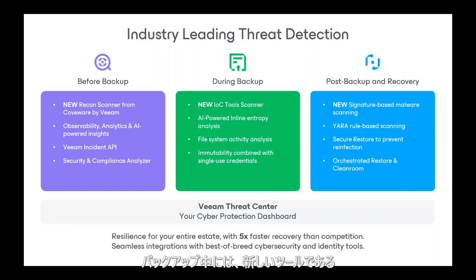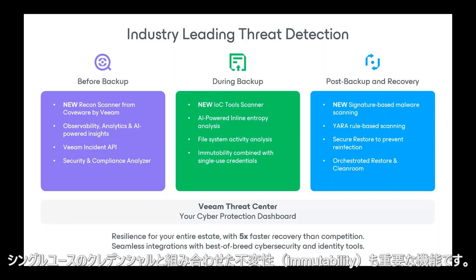During backup, we do have a new tool, the indicator of compromise scanner. We'll get into that shortly here. AI-powered inline entropy analysis, another cool feature that was introduced in 12.2. File system activity analysis, and then obviously immutability combined with single-use credentials.